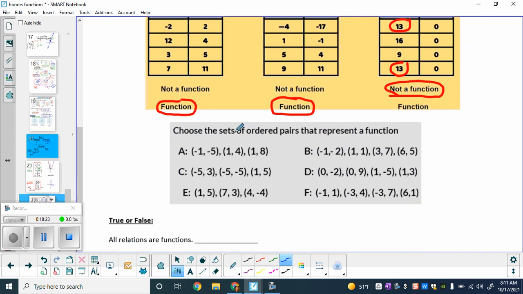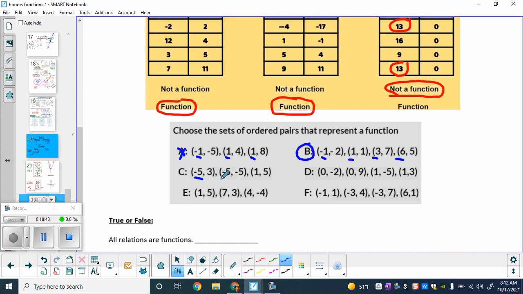And for this one, choosing a set of ordered pairs that represent a function. All right, so for this relation, I have a -1, a 1, and a 1 in my domain, so that repeats, so this one is not a function. All right, -1, 1, 3, 6. Nothing in my domain repeated there, so that relation is a function.